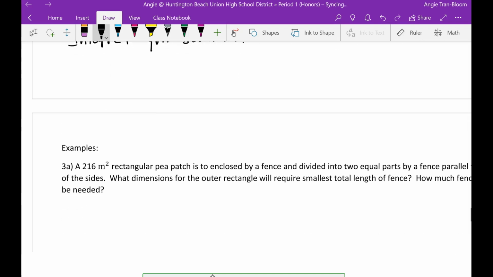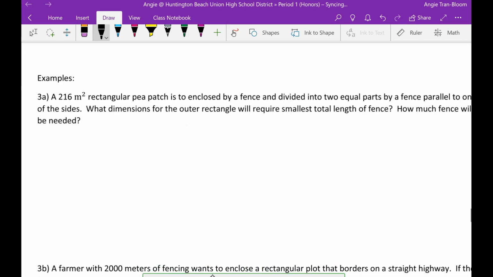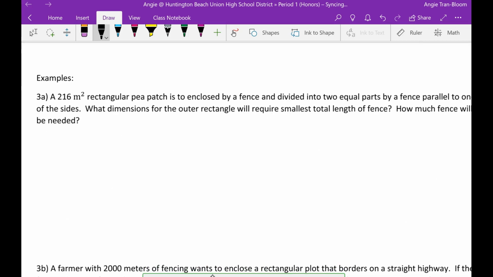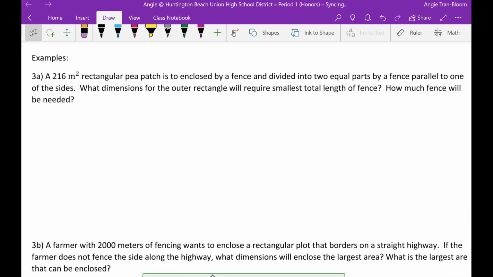Here we go. Nina, help me read example 3A, please. A 216 square meter rectangular pea patch is enclosed by a fence and divided into 2 equal parts by a fence parallel to one of the sides. What dimensions for the outer rectangle require the smallest total length of fence? How much fence will be needed?